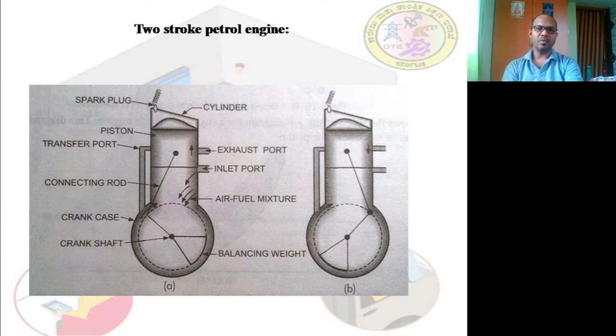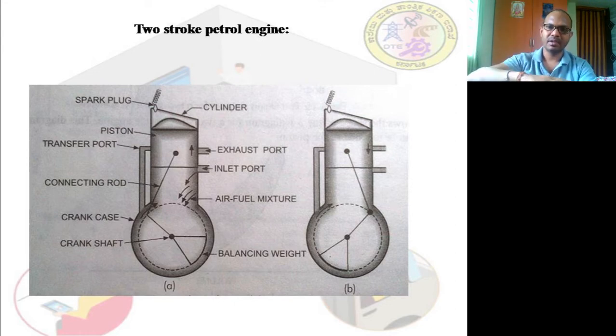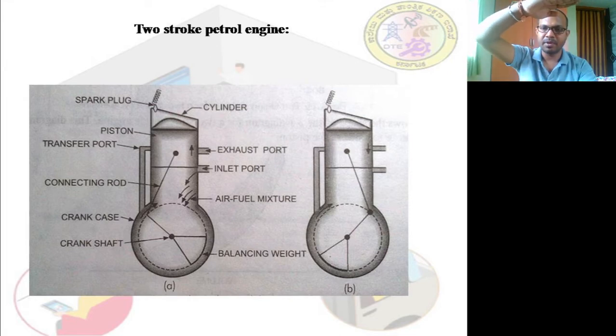First of all, I have told you stroke is nothing but the vertical distance moved or displaced by the piston moving from TDC to BDC, or from BDC to TDC. From TDC to BDC and BDC to TDC becomes one stroke. From top dead center, it will come to the bottom dead center, and then it will go back to the top dead center. So this becomes one stroke.